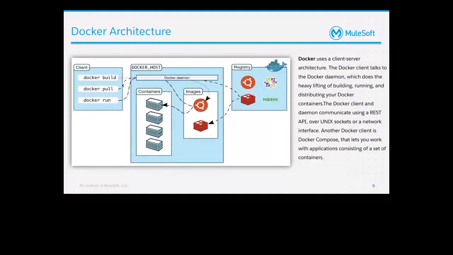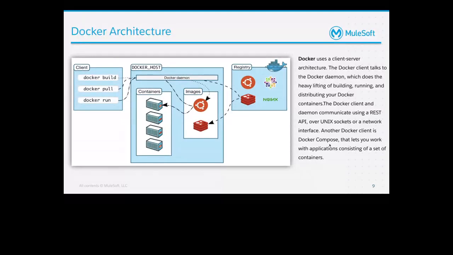Now I'll go to the next one. We want to understand what the Docker architecture is and what the different components of Docker are. Basically, Docker follows a client server architecture. The Docker client talks to the Docker daemon, and this daemon does the heavy lifting of building, running, and distributing your Docker containers. The Docker client and daemon communicate using a REST API, over Unix sockets or a network interface. And another Docker client is Docker Compose.